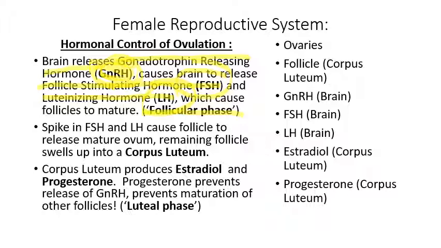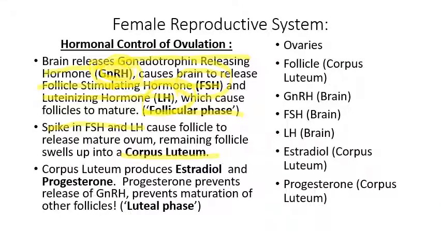Around 2 weeks into the menstrual cycle, there will be a spike, or a sudden increase, in FSH and LH that are released from the pituitary gland. And this sudden spike of these two hormones causes the most mature ovum to complete its growth and be released. So the most mature ovum is released from its follicle, and what's left of the follicle swells up into a structure that is called a corpus luteum.